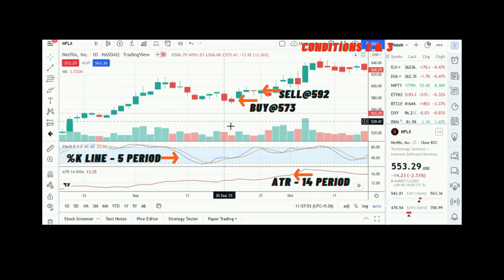At the top, if you see, the closing price was 573. So we get to buy around that price. So if this is day 1, here is day 2, day 3, and day 4 is the 24th of September. We will sell Netflix on this day at market closing. The closing price was 592 approximately. So we sell at that price. We bought at 573. We are selling at 592. That's a profit of approximately 3%.